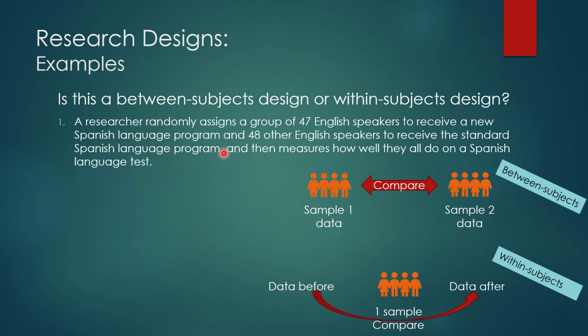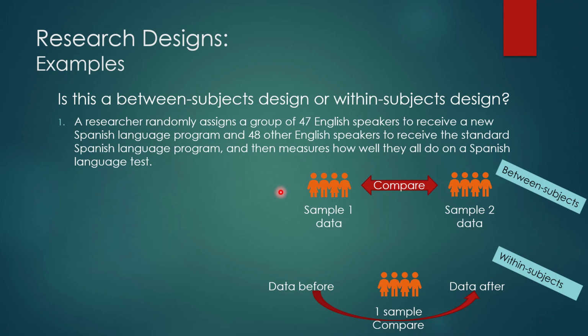Now we're going to see if you understand the difference between the two. A researcher randomly assigns a group of 47 English speakers to receive a new Spanish language program and 48 other English speakers to receive a standard language program, and then measures how well they do on a Spanish language test.